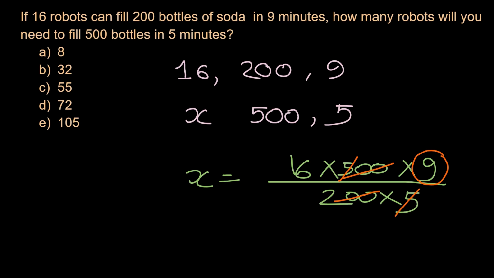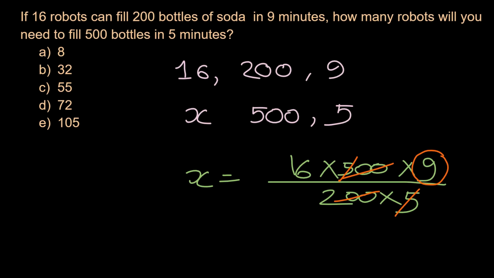That means the 9 that is there will survive. It's not going to cancel with any other number. 9 cannot cancel with 500 or 16 or 200 or 5. So logically, your answer must be a multiple of 9, right? Okay, think about it. 9 will not cancel with any other number. Therefore, the answer must contain the 9. Okay, so the answer must be a multiple of 9.